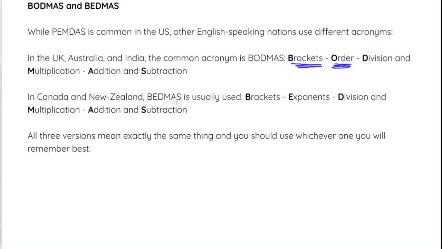In Canada and New Zealand, BEDMAS stands for brackets. Again, just like parentheses, it's just more general. They use exponents like we do, division and multiplication, just like us, and addition and subtraction, just like us. So all three versions mean exactly the same thing. You should just use whichever one you will remember best.